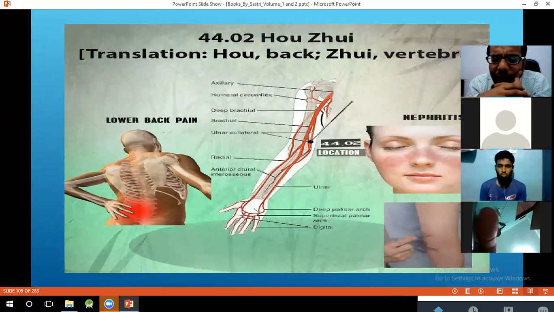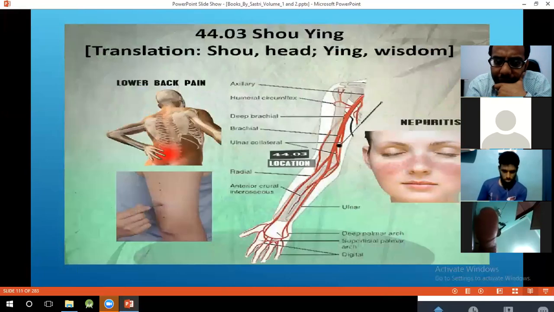Whenever you see very severe pain in the patient, then lumbar spondylosis, especially scoliosis, use 44.02 with the help of kidney 3, kidney 4, and kidney 1, and you'll get very good results. The lower back pain, which was very severe, will start subsiding within minutes of the insertion of the needle.